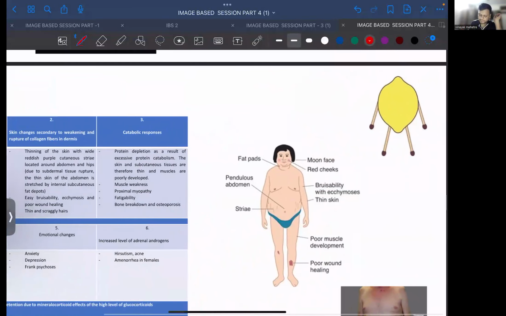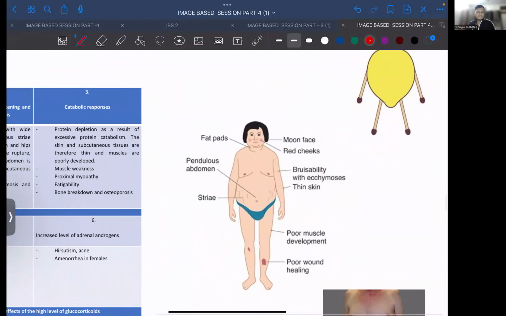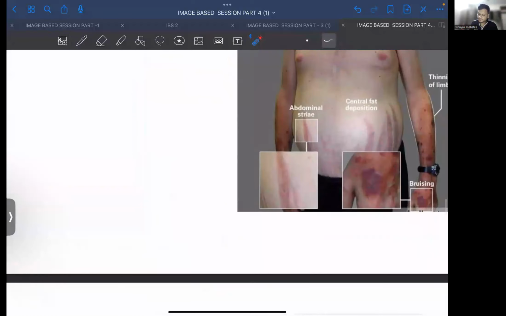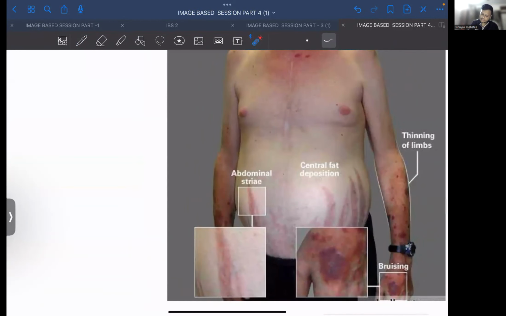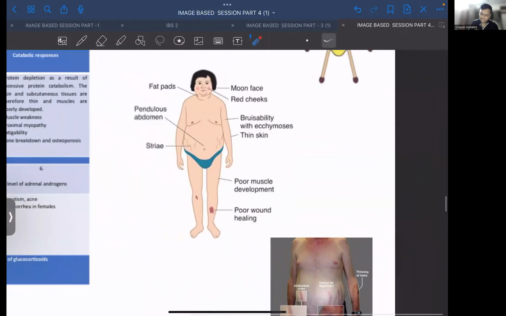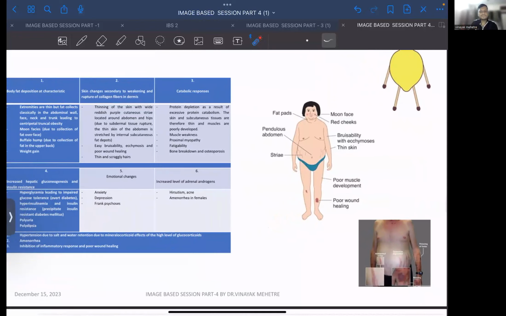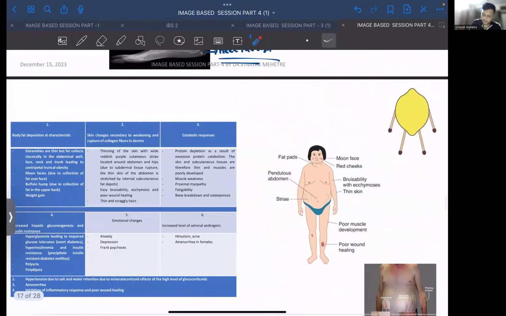Take a look over here. Fat pad sign. Poor wound healing. ऐसे आएगा क्वेश्चन. Moon face. Poor wound healing. Poor muscle development. And there are stria on the abdomen. Okay. Poor wound healing. Red cheek and thin skin. क्या होता है ये? Yes, it is Cushing syndrome.